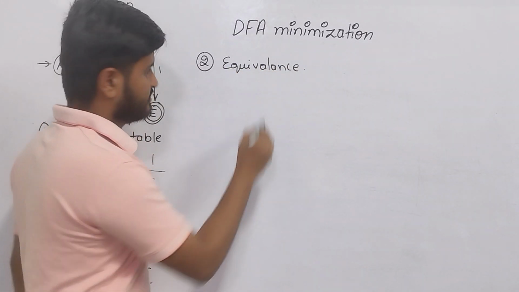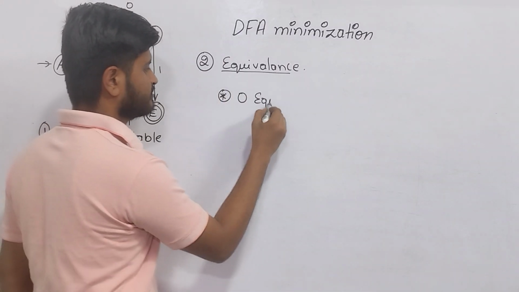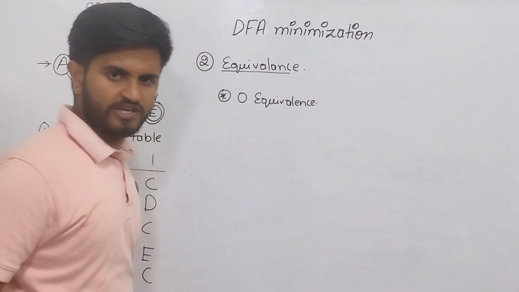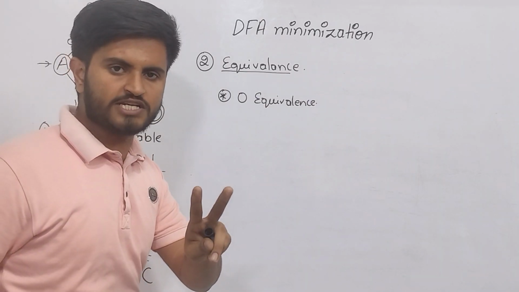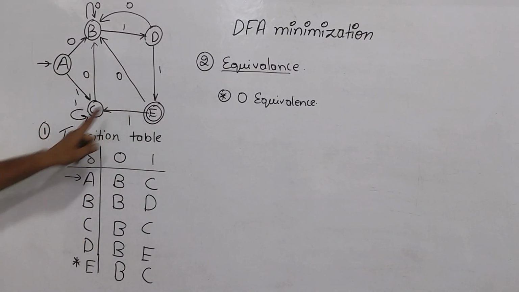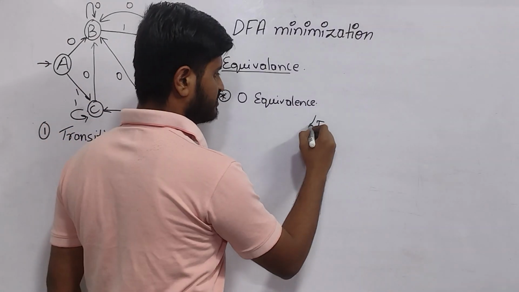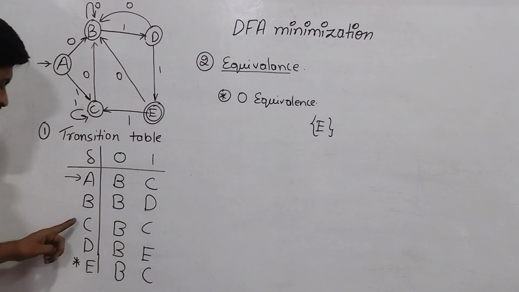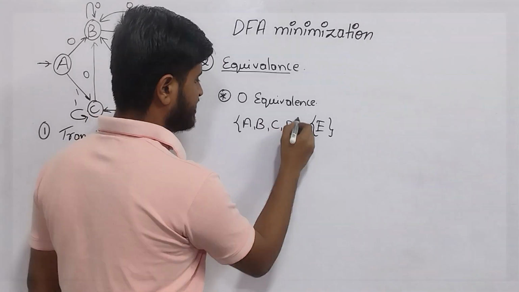So how to find the equivalence? First will be the zeroth equivalence. How you write the zero equivalence is, you make a group of two. One will be the non-final states and another one will be the final states. In the given problem, we have only one final state, that is E. So this will be a separate group, and all the other non-final states A, B, C, D will be another group, A, B, C and D.